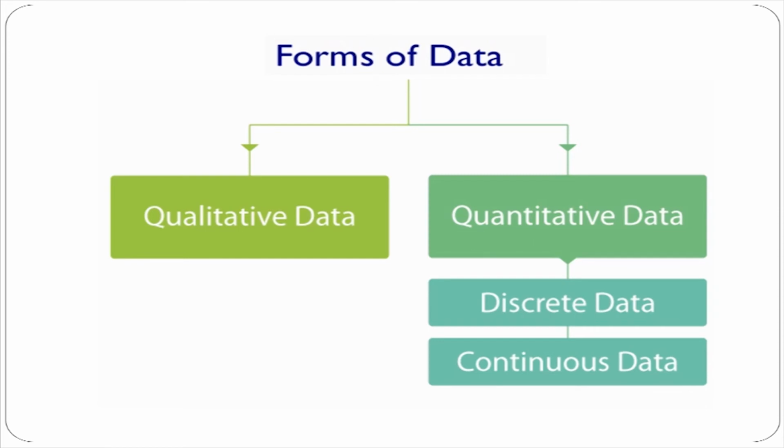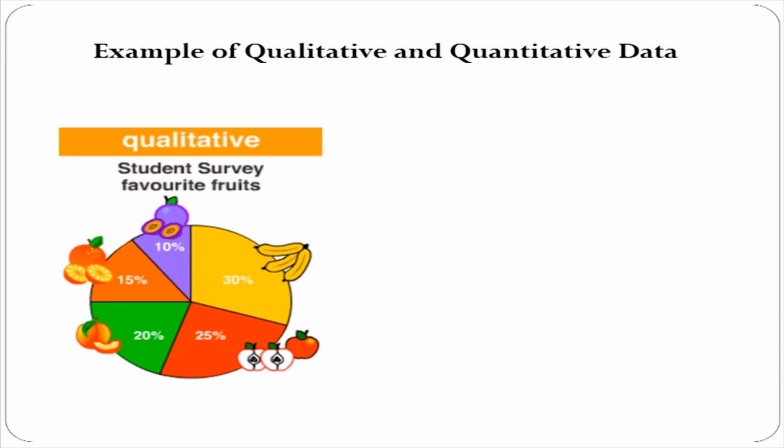Forms of data. Data can be quantitative or qualitative. Qualitative data doesn't have a measure and is used to describe qualities, characteristics, or categories of preferences like flavors, tastes, or smells. Quantitative data, on the other hand, is measurable and is used to describe quantity. For example, 10 boxes of fruits.